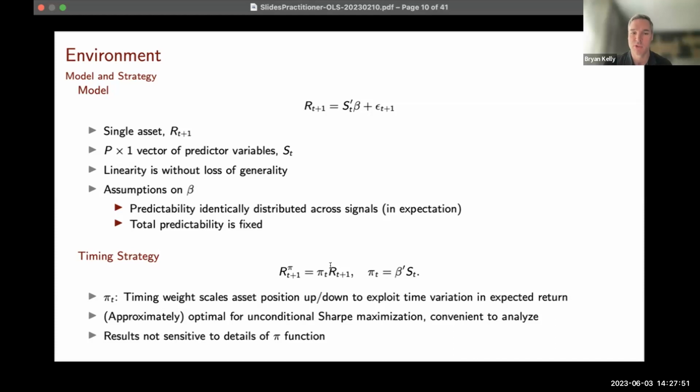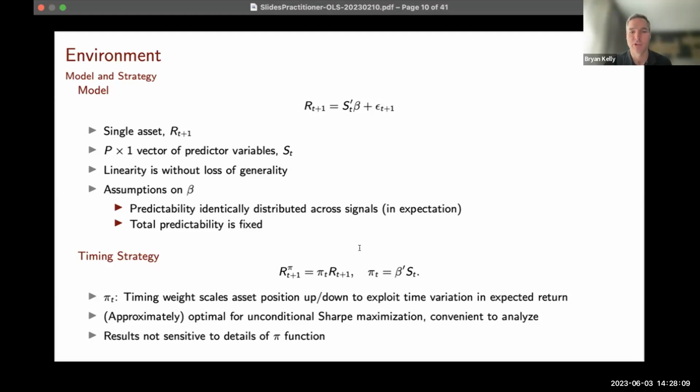It's a univariate time series prediction problem, so any trading strategy is going to be a timing strategy. And we're just going to linearly scale our positions in the market up and down over time as we vary our expected return forecasts from the machine learning model. All right.